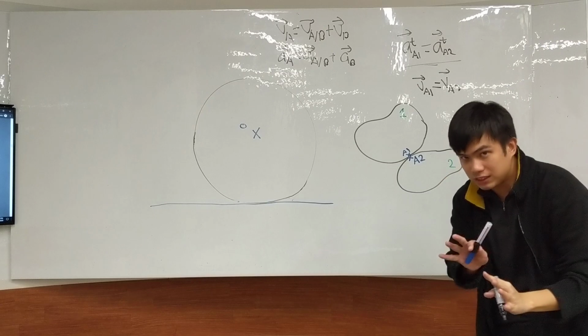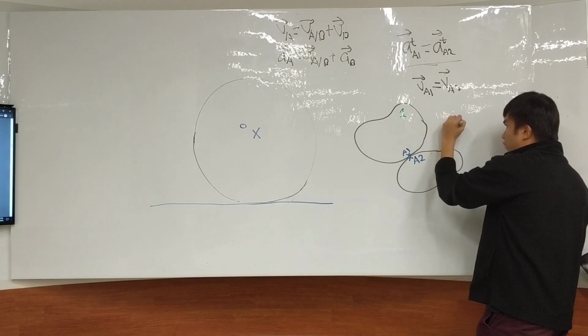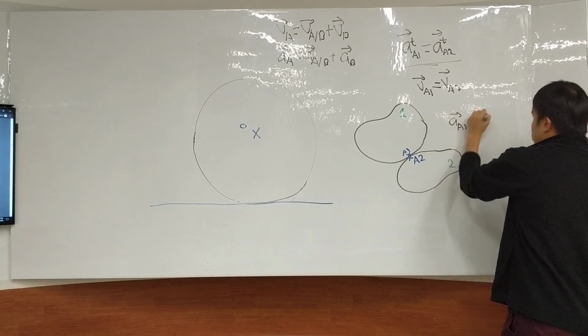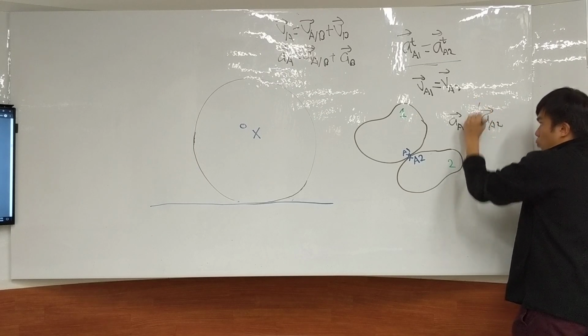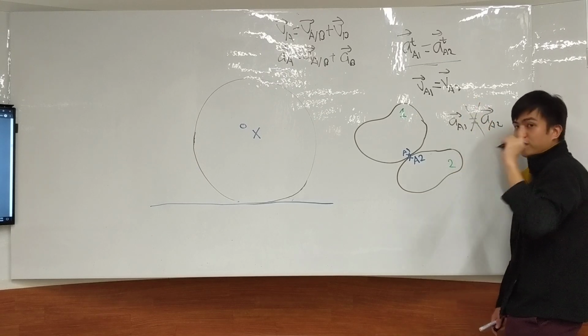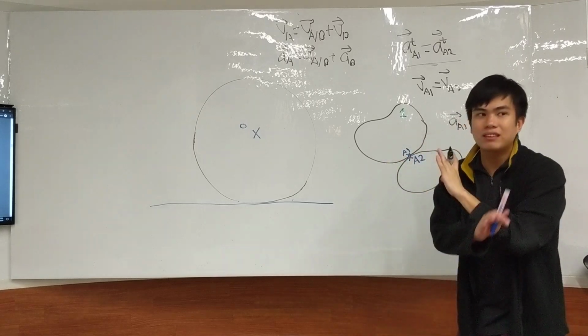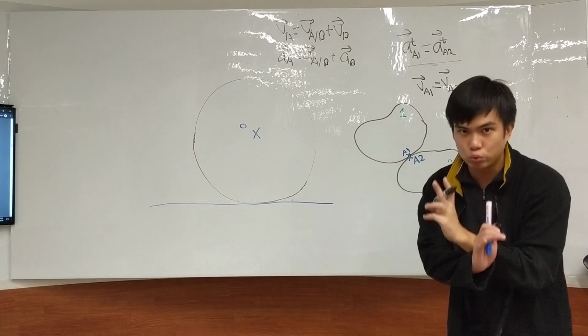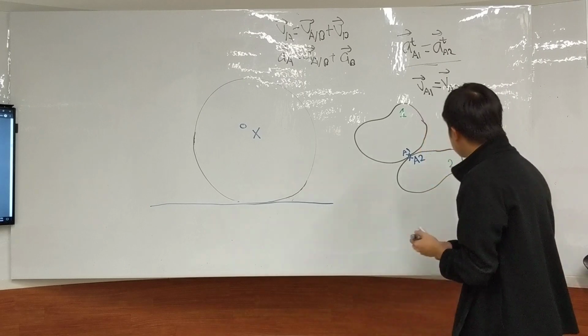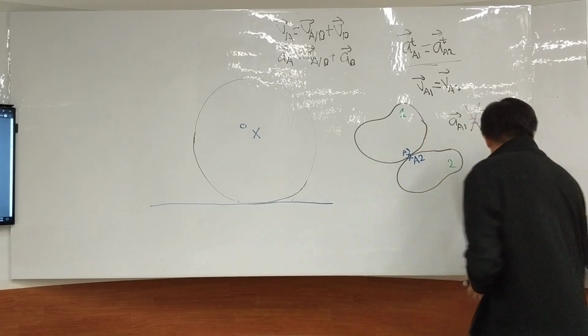Now, first misconception, first things first, please do not misunderstand. I am not saying acceleration of A1 is equal to acceleration of A2. This is not what I'm saying. This is not true. When both bodies are rolling without slipping upon each other, acceleration of A1 does not have to be equal to acceleration of A2.